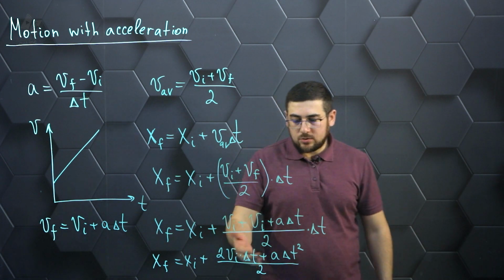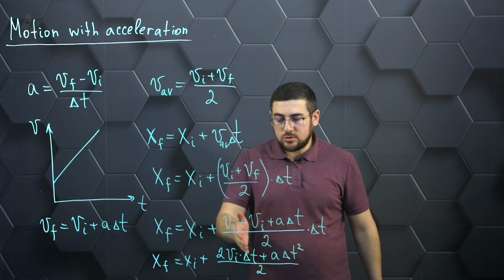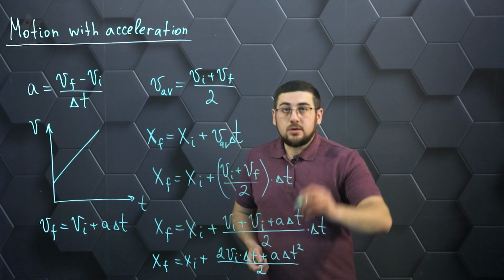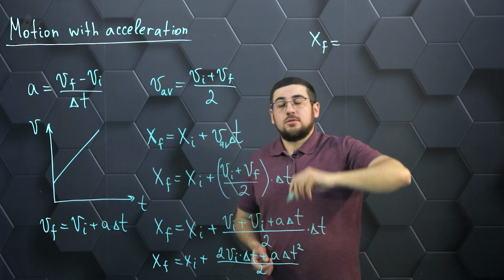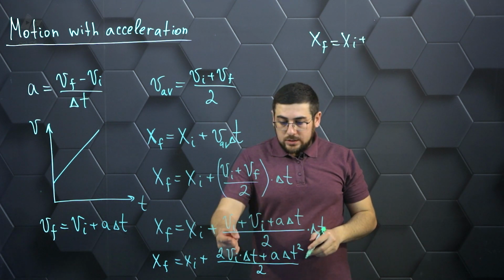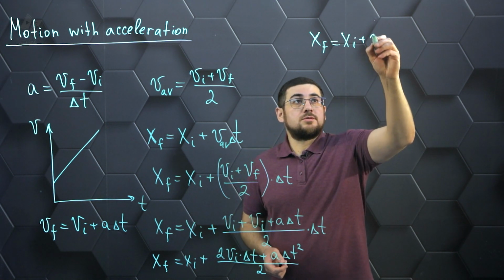Well, accordingly, it is now convenient to represent this fraction as the sum of two fractions. To do this, we will perform an action called term-by-term division. And let's write down here the already obtained expression for the final coordinate. So here we see that 2 and 2 will be reduced. All that's left is the product of initial velocity and time.